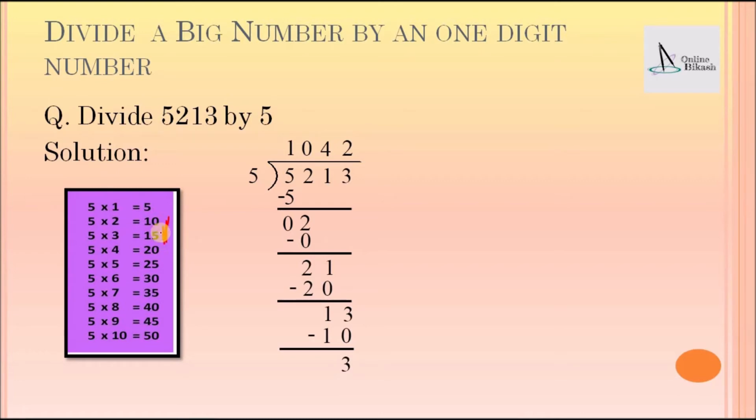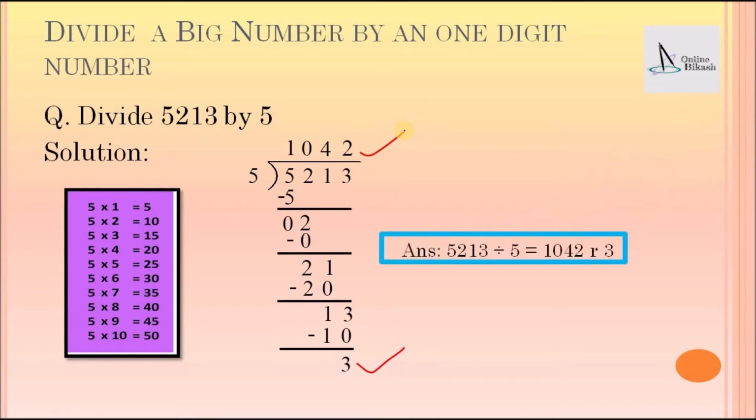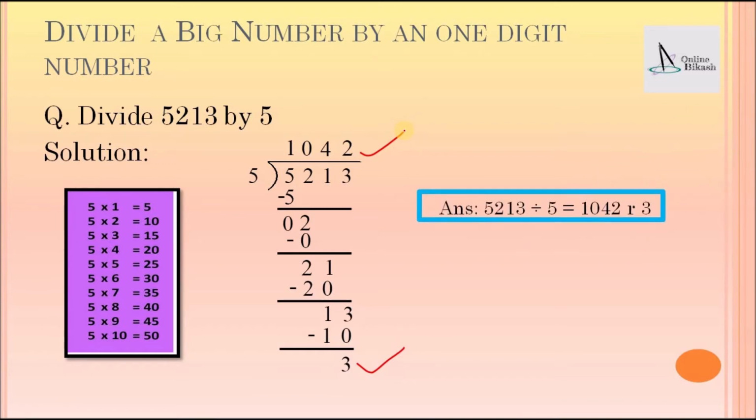Now, do we have more numbers left in this dividend? We already have brought down this 3. We are left with no number. We do not have any other number left. Okay, so this is the final result. That means 3 is the remainder, and 1042 is our quotient. So we can write it: 5213 divided by 5 equals 1042. Remainder is 3. Is it clear? Okay, I hope it is clear with you.